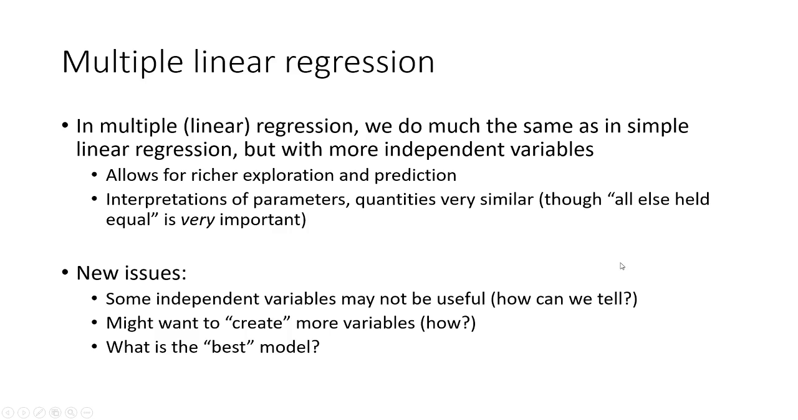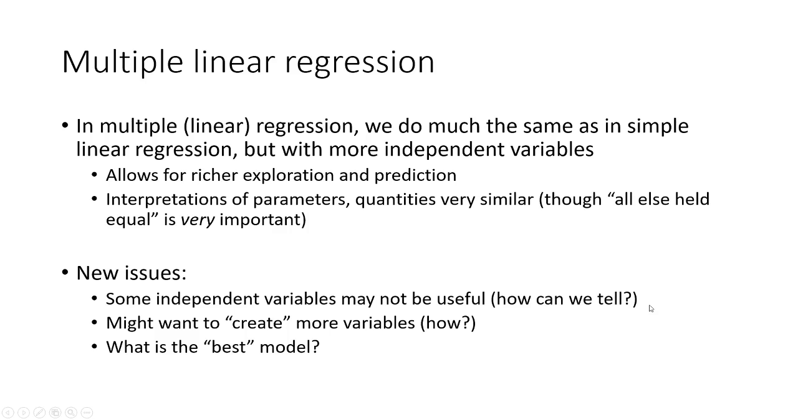Having more than one x variable creates some interesting opportunities and challenges in multiple regression. One challenge is that some of the potential variables that we might look at may not be useful in predicting our y variable. So we want to be able to tell how we can know whether a variable is useful or not, and what to do if it is or isn't useful.